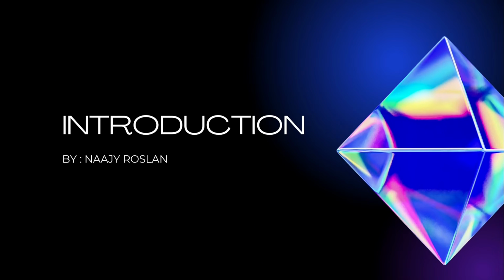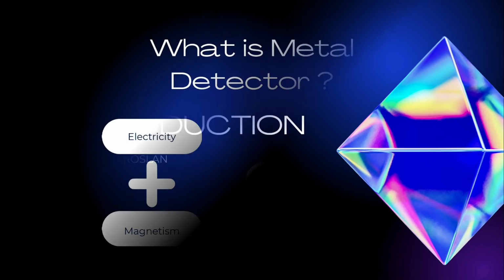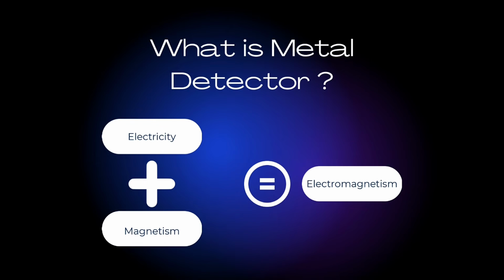Here's an introduction on a metal detector. What is a metal detector? A metal detector is a device that relies on the close relationship between electricity and magnetism. In other words, electricity and magnetism are two parts of the same thing that can be known as electromagnetism. A metal detector is an electronic device that emits an auditory or other signal when it detects metal nearby.